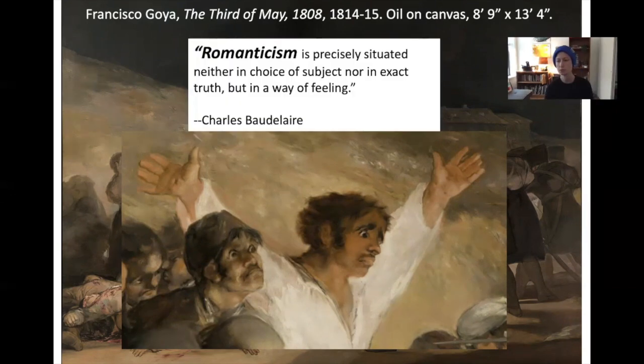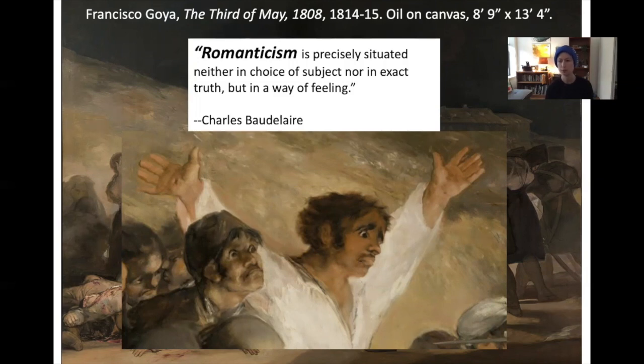That's what Charles Baudelaire, a romantic poet, once wrote: that romanticism is precisely situated neither in choice of subject nor in exact truth, but in a way of feeling. Goya's painting has also been lauded for the way that he incorporated Christian iconography.